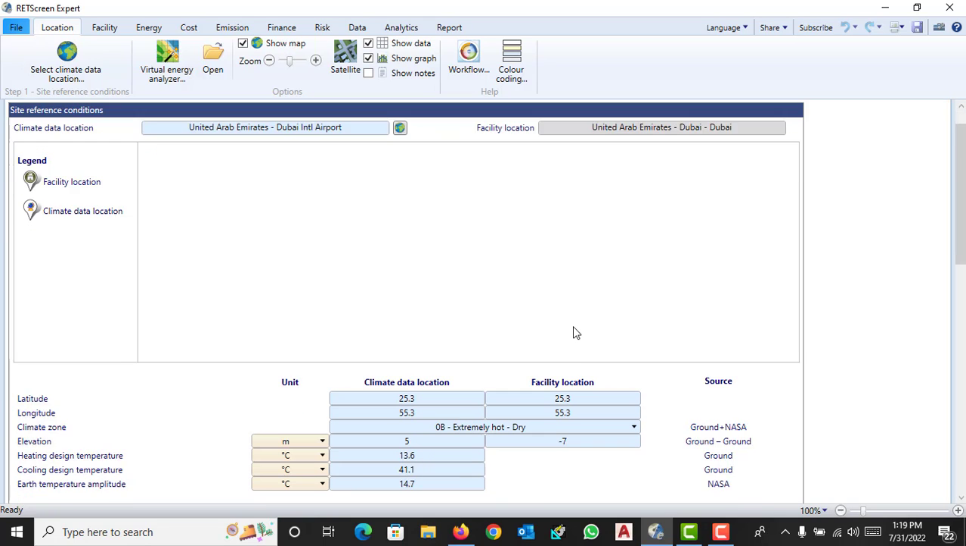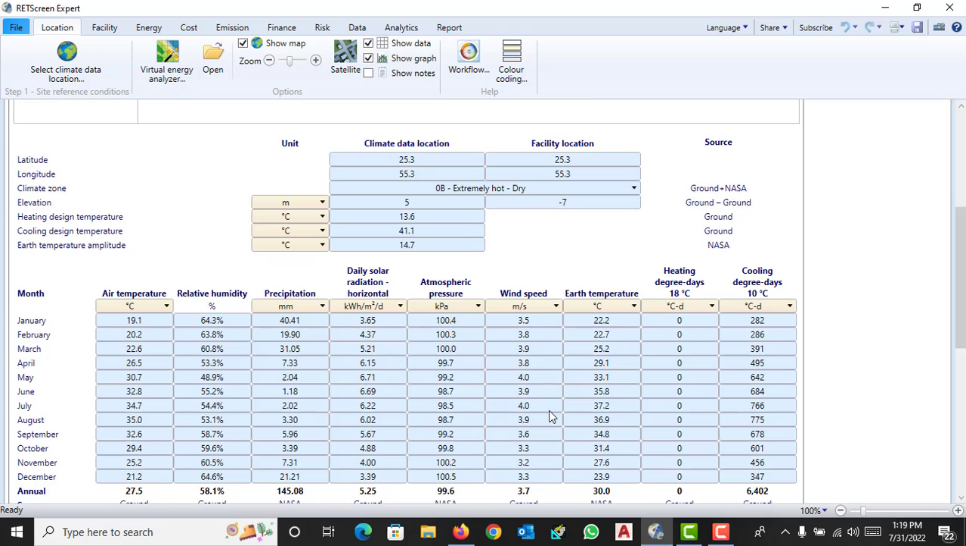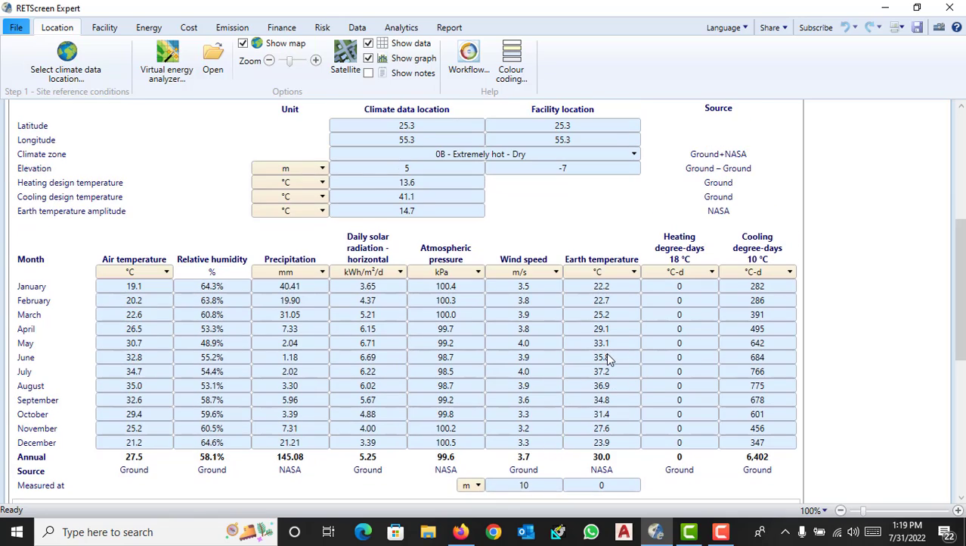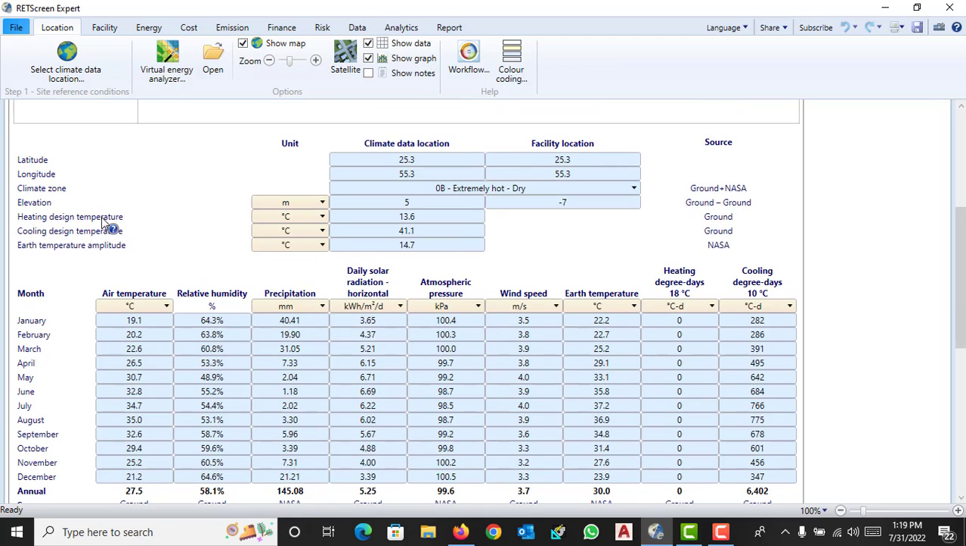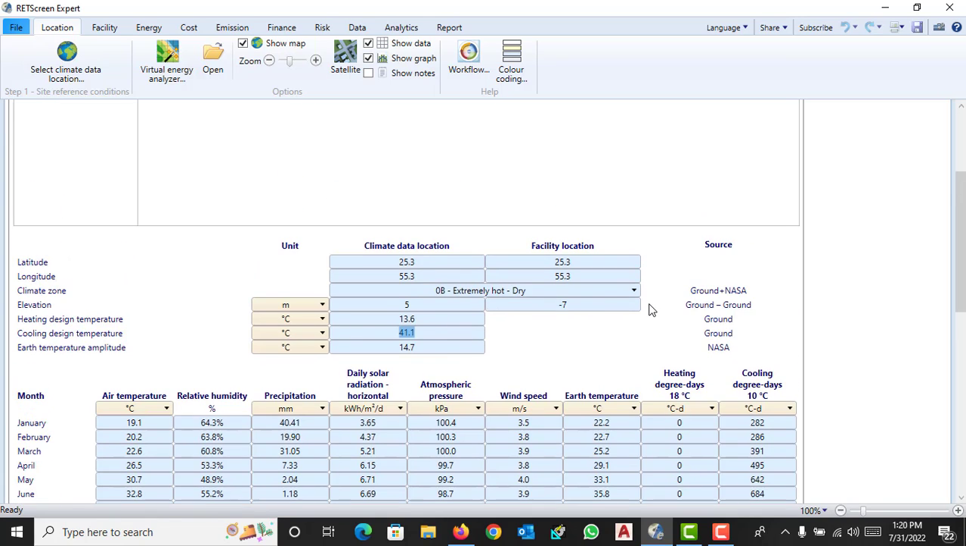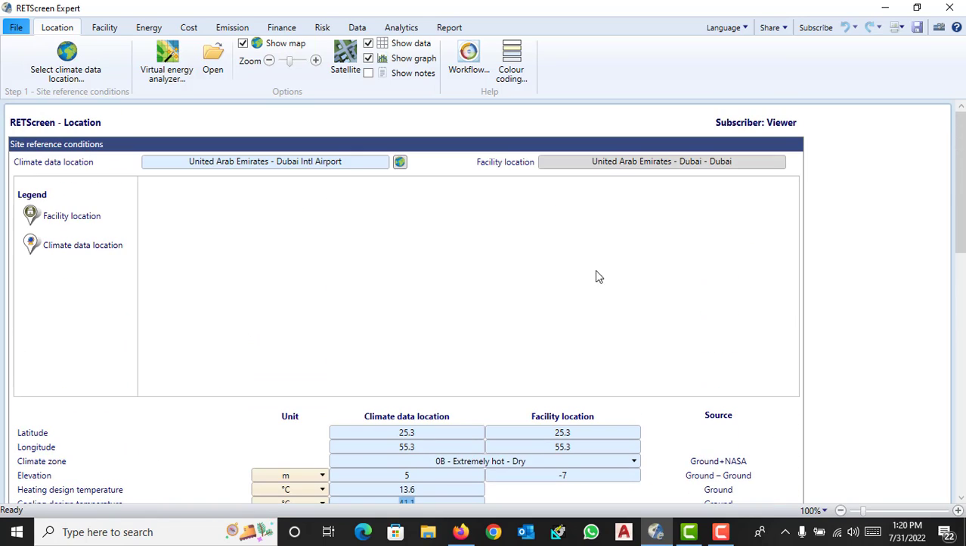Here you can see the data is automatically grabbed by the software, which is provided by NASA. Some of the inputs are provided by NASA. Some are calculated on ground realities. If you know the exact values of your area, you can put them here. That is the heating design, cooling design, temperatures, and latitude, longitude, and air temperature in January month. If you don't know, just leave it like the original one, and then move toward the facility.